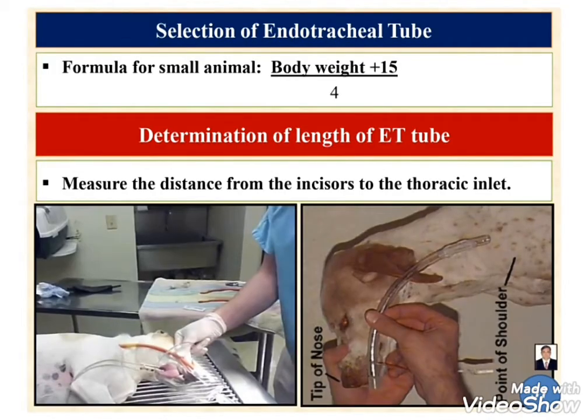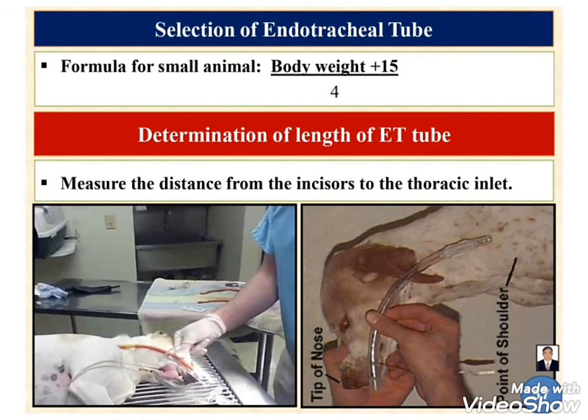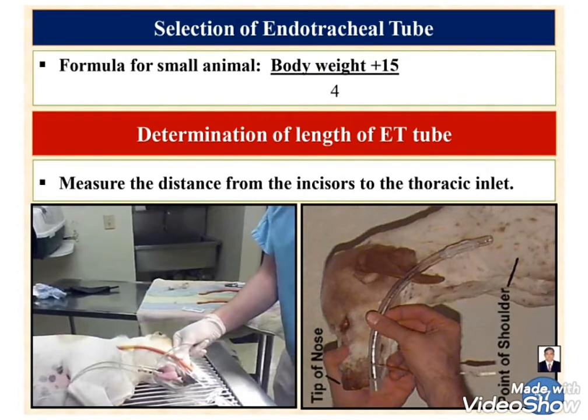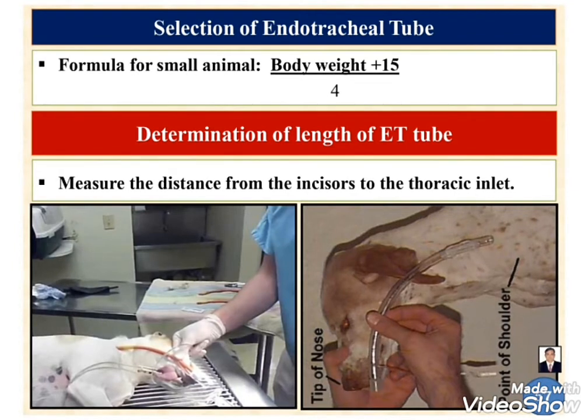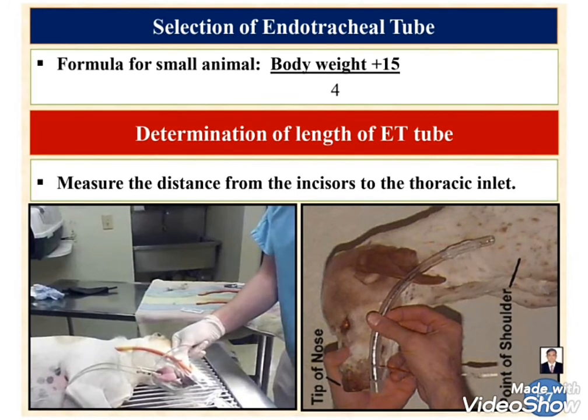After loading the anesthetic drugs and labeling, the next step is the selection of a suitable size of endotracheal tube. How to select the endotracheal tube? On the basis of the following formula: take the body weight, suppose the animal weighs 10 kg, so 10 plus 15 divided by 4. So 25 divided by 4 means a little more than 6, so a number 6 ET tube is selected for the 10 kg dog.